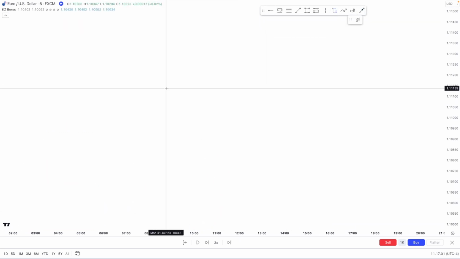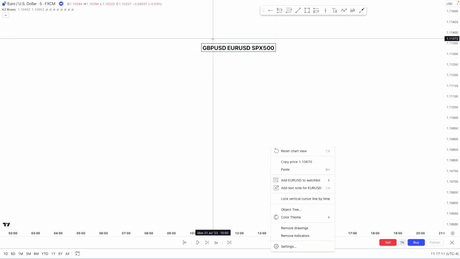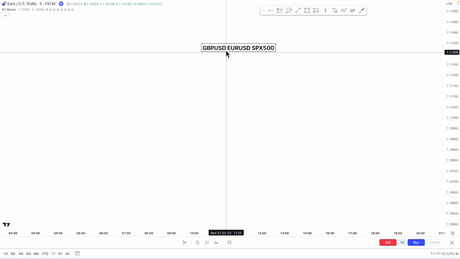So the first thing we have to do is get the basics of the strategy. For example, we're going to trade this on pairs such as GBP/USD, EUR/USD, and we're going to trade it on SPX 500. I've tested it out on every other pair and it doesn't work as well as these pairs, which I am telling you right here, right now.